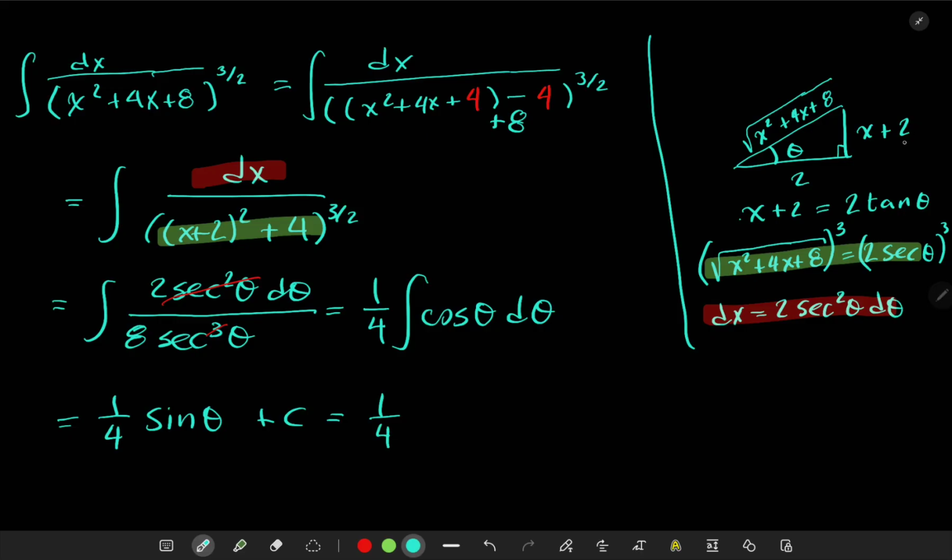Now, 1/4 for the sine. What is the sine? Look at your triangle. Sine is going to be opposite over hypotenuse. So opposite is x plus 2. Hypotenuse is that square root of x squared plus 4x plus 8. Now, as I don't like the 1/4 thrown around alone by itself, let's put it there. We can give ourselves some room. There you go, plus c. And that's your integral. All right, so the tangents I think are a little bit easier.